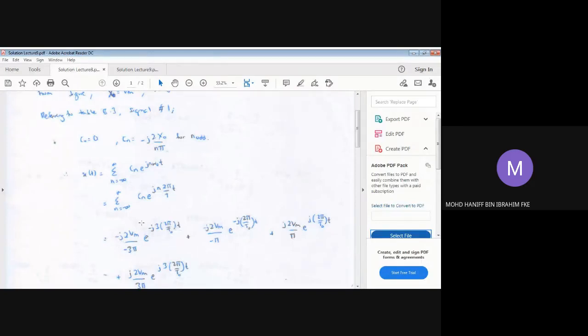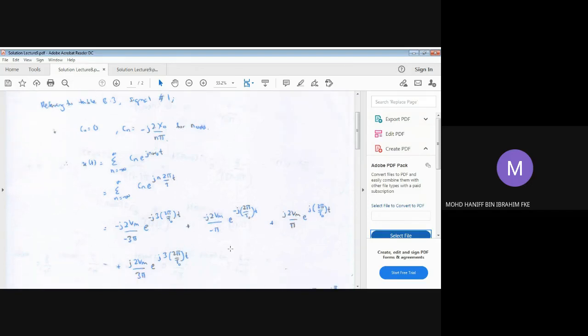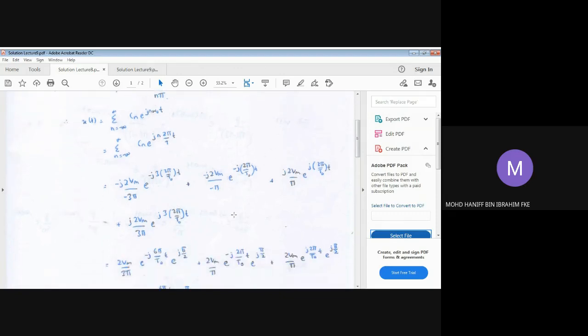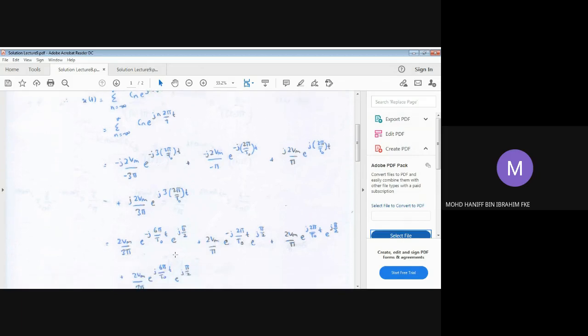So we have this. Okay, see that we have substituted the x naught to be the Vm. Followed by the cases of n equals negative 1, n equals 1, and n equals 3. So that should be the first 4 terms of this Fourier series. And afterwards, by simplifying these terms and substituting j as exponential j pi over 2, we are going to have these equations.